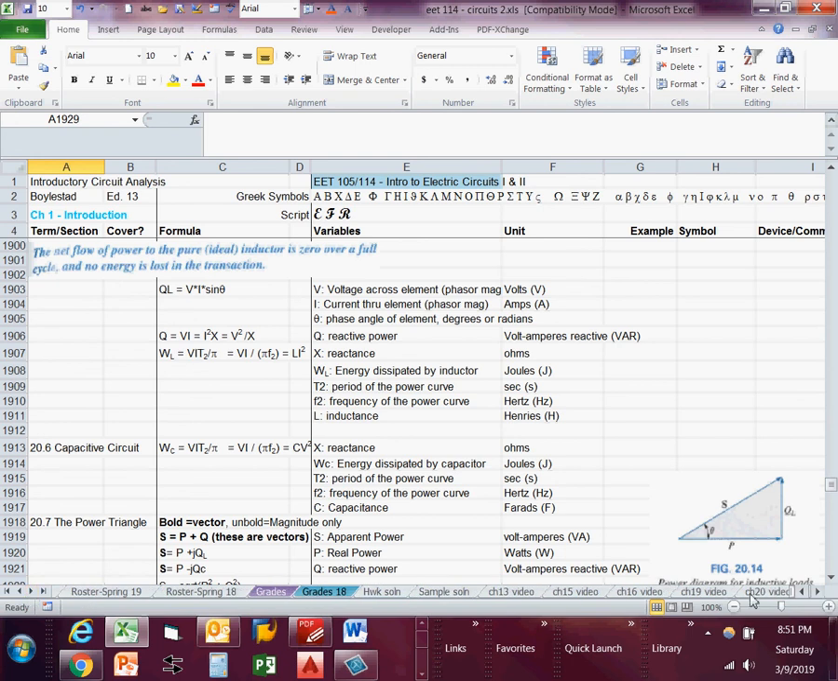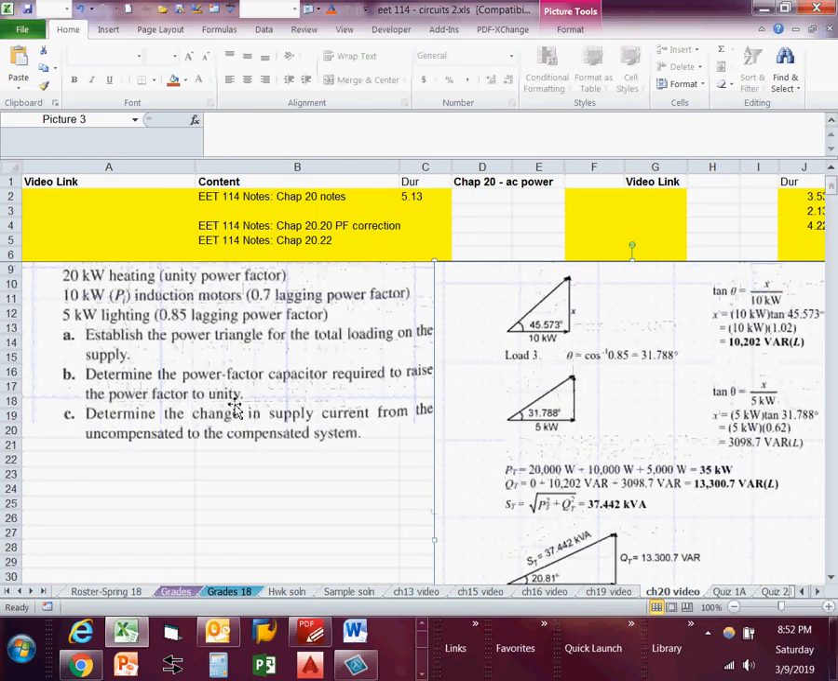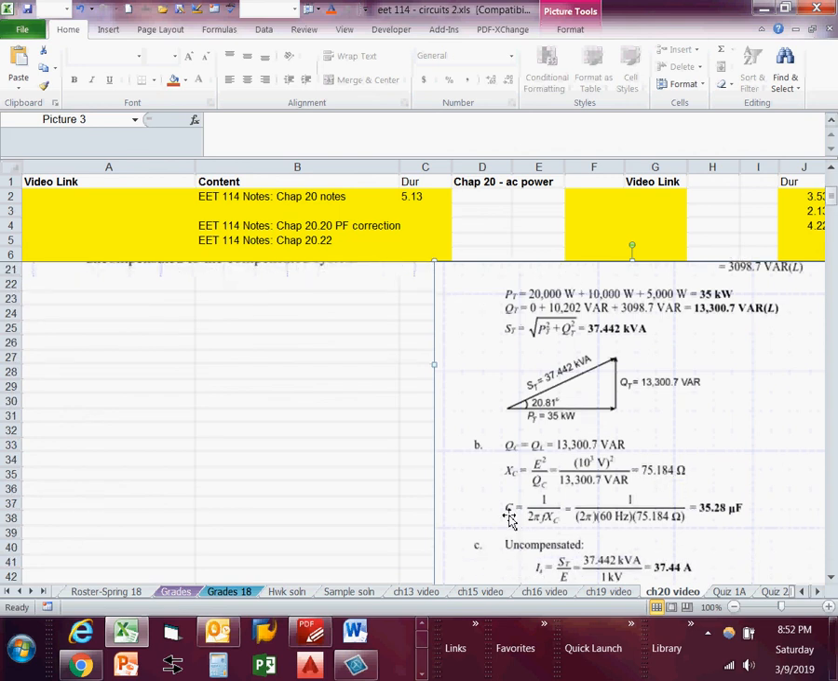Hold on, let me get back to here. X sub C equals V squared divided by Q. Q equals V squared divided by X sub C. So what you do is just flip the Q and the C around, or the Q and the X. You're given the E, it's a 1000 volt circuit. So E squared is 10 to the 6th. And then Q sub C, you're given that. That equals 75.184 ohms.